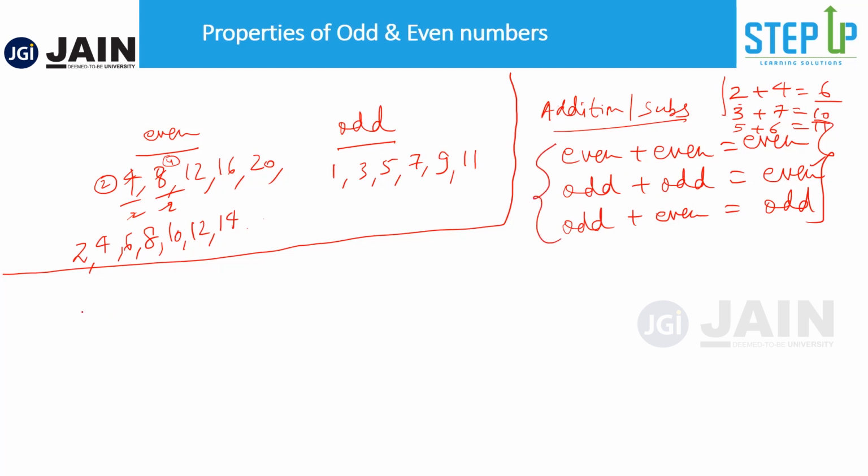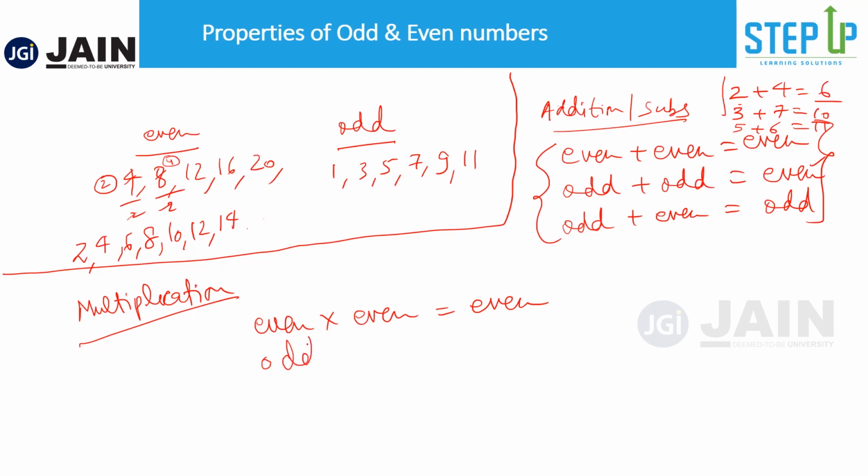Now let's say I say multiplication, and let's say I say what is even into even, this would always be even. And you take any number and you do the math, you will see. What is odd into odd, this would be odd. Similarly, what is odd into even, this would always be even. And you can see through any number.